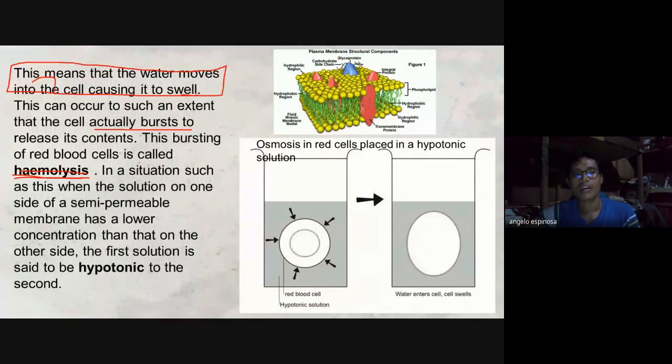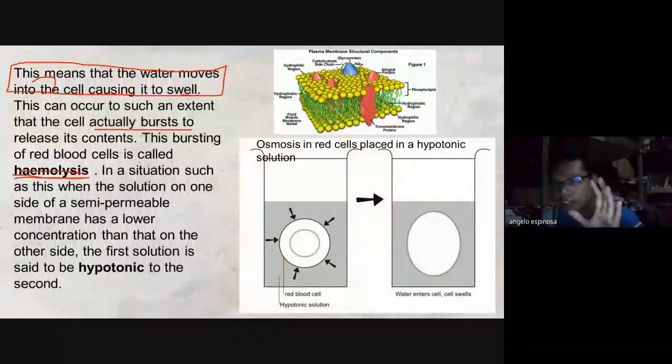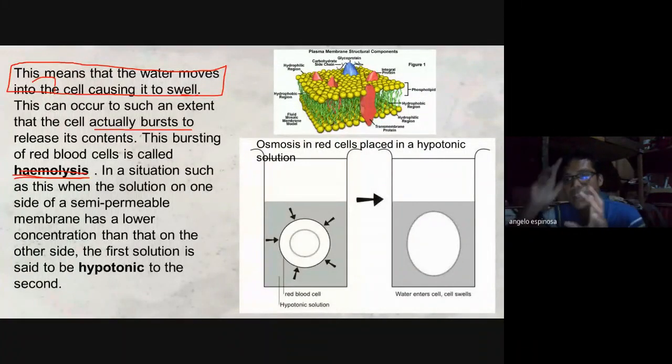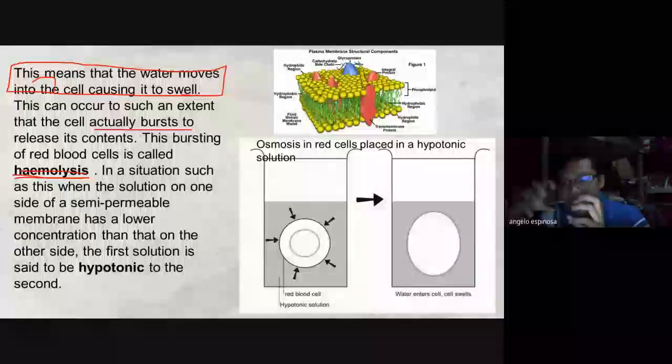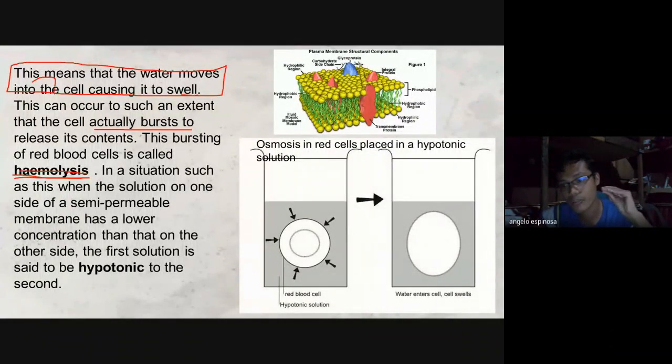Okay? So we have, in a situation such as this, when the solution on one side of a semi-permeable membrane has a lower concentration than that on the other side, the first solution is said to be hypotonic to the second. Pag sinabi mo hypotonic, ibig sabihin, pagpasok niya from higher concentration sa loob ng cells, dapat lower concentration para hindi siya mag-burst. Kasi pag higher to higher pa rin, yung energy na napoproduce doon, that will give bursting, magbe-burst or magse-swell yung cell. So dapat from higher concentration with ATP to lower concentration. Kasi pagpasok sa loob, you don't need any energy anymore. So, that's why pag nasobraan, it will burst the cell, and that will become hemolysis or destruction of the red blood cells.